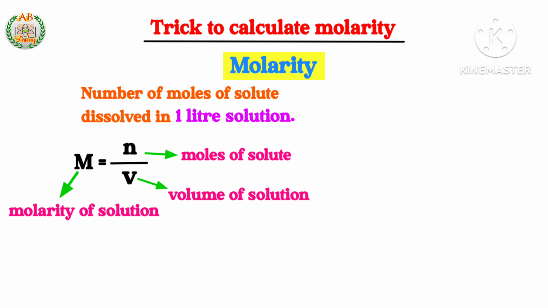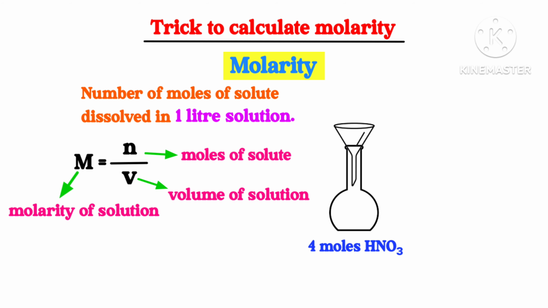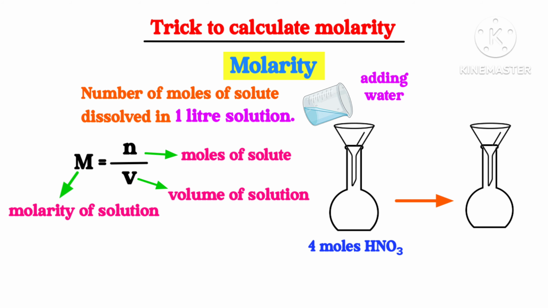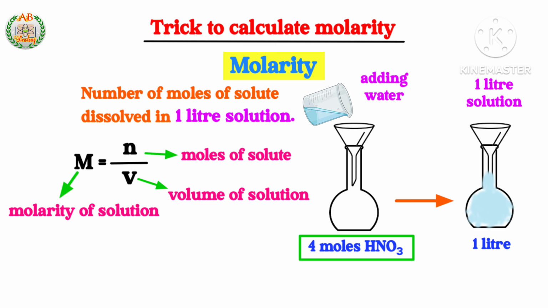For example, consider that I take 4 moles of nitric acid in this volumetric flask. Now I add water to this volumetric flask until the water level reaches the 1 liter mark. Here in this volumetric flask, the volume of the solution is 1 liter. We know that we have dissolved 4 moles of HNO3 in this 1 liter solution. So the molarity of this solution is 4 M.